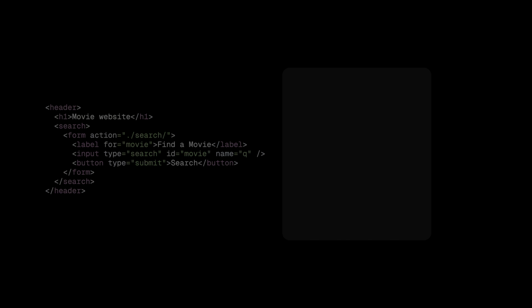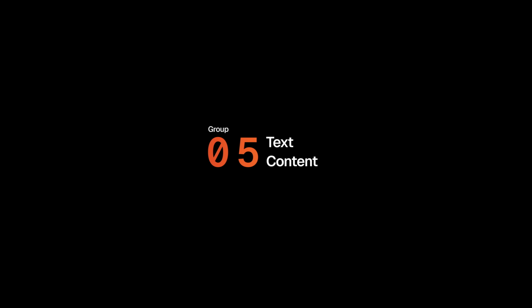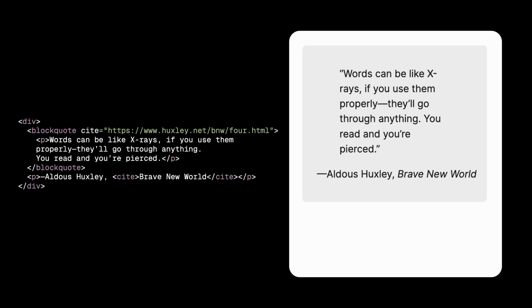Group 5 is titled text content because these elements identify the content structure for accessibility and search engine optimization purposes. Blockquote indicates that the enclosed text is an extended quotation. Usually, this is rendered visually by indentation.